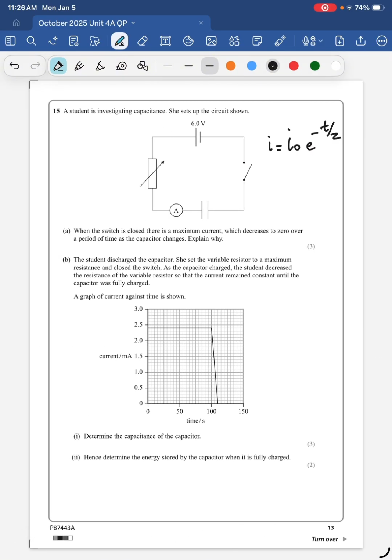Part B, the student discharged the capacitor. She set the variable resistor to a maximum resistance and closed the switch. As the capacitor charged, the student decreased the resistance of the variable resistor so that the current remained constant until the capacitor was fully charged. A graph of current against time is shown. A little comment here, I gave a similar problem to my students back in the day. People always try to think of this as an exponential decay curve because this is what they expect. But this is obviously not an exponential decay curve.